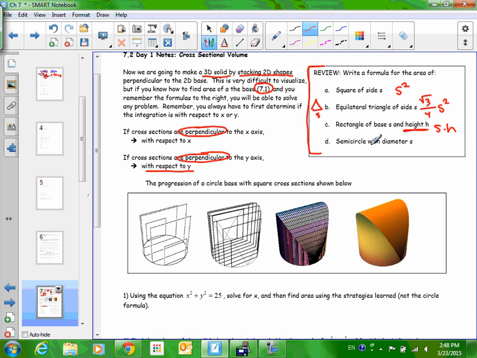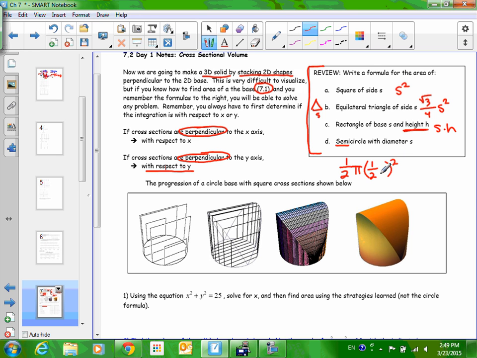Okay, semicircle. Okay, what does semicircle mean? Half of a circle. Okay, I'm going to write this down here. I'm going to write half pi r squared. Except they don't say with radius r, it says with diameter s. And there's a reason I'm picking s, by the way. I'll explain why it's s. But if the diameter of a circle is s, then what's the radius?